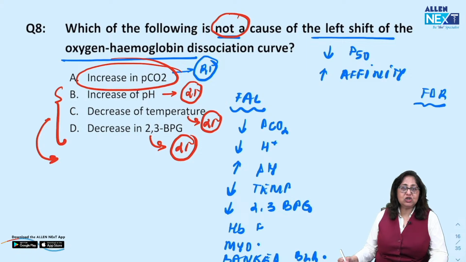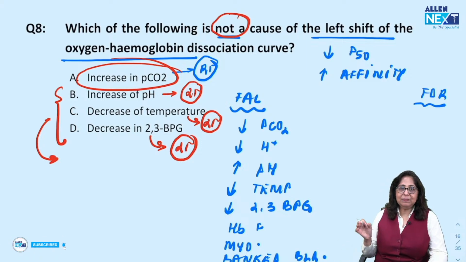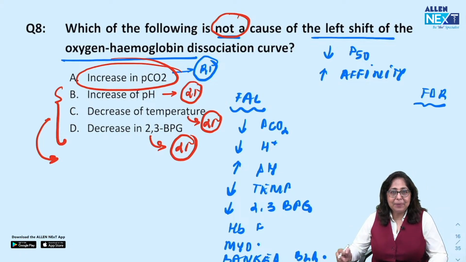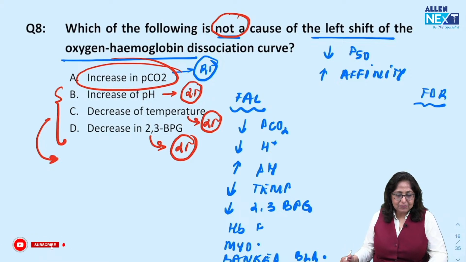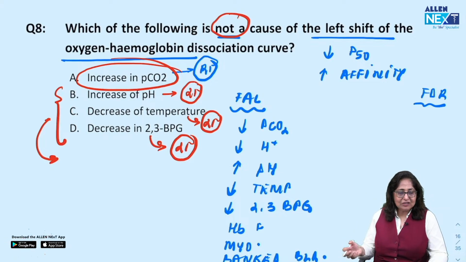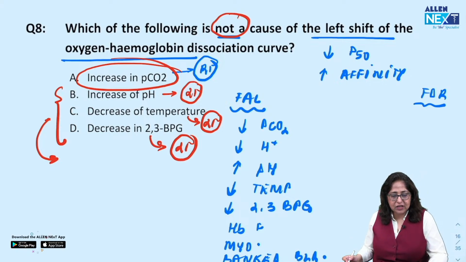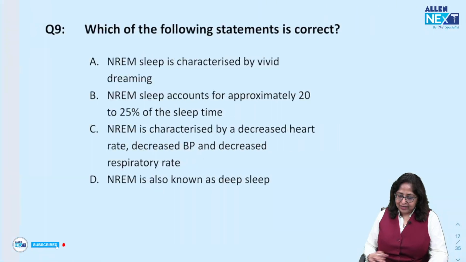Yes, 2,3-BPG is a byproduct of the glycolytic pathway. 2,3-BPG and oxygen bind on the same place on the beta chain, right? So if there is more 2,3-BPG, less binding with oxygen; less 2,3-BPG, more binding with oxygen. Less 2,3-BPG, left shift of the curve. Is it okay? All right. Let's go on to the next one.